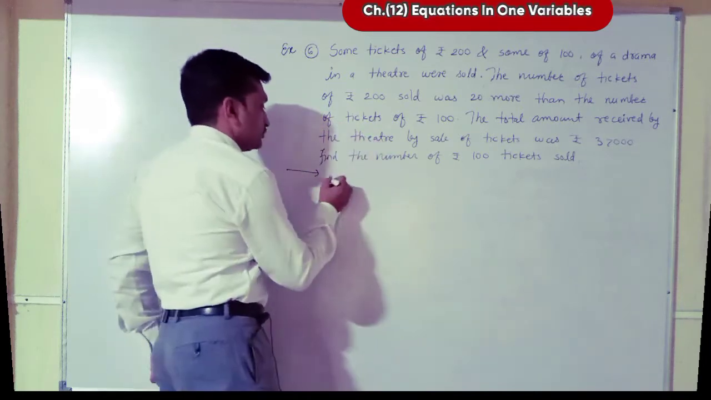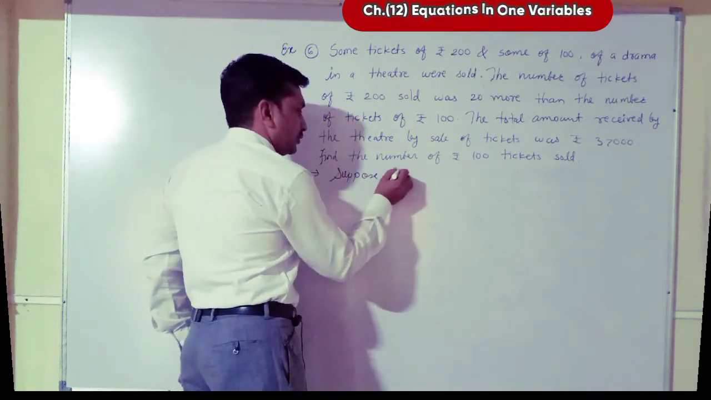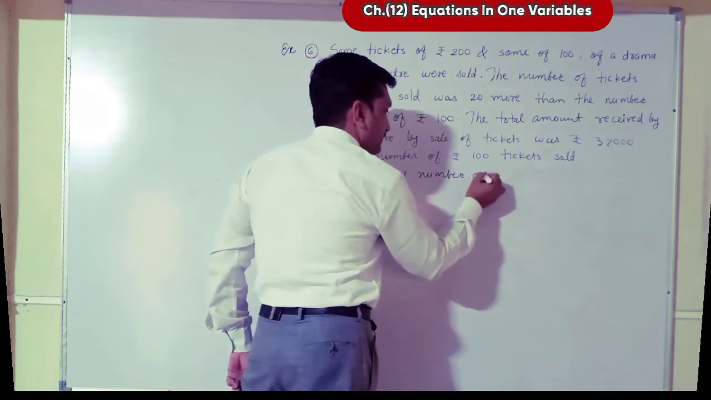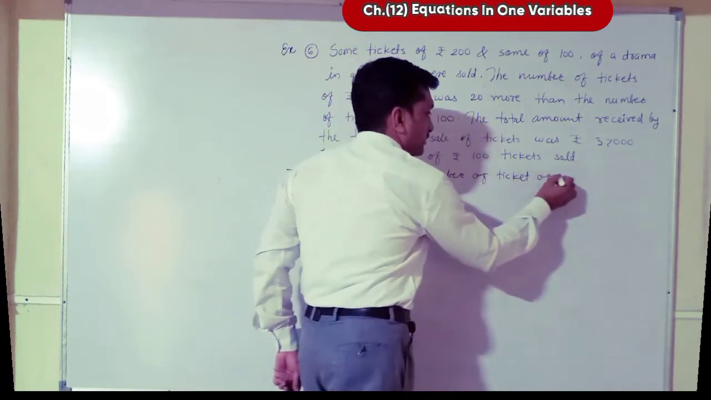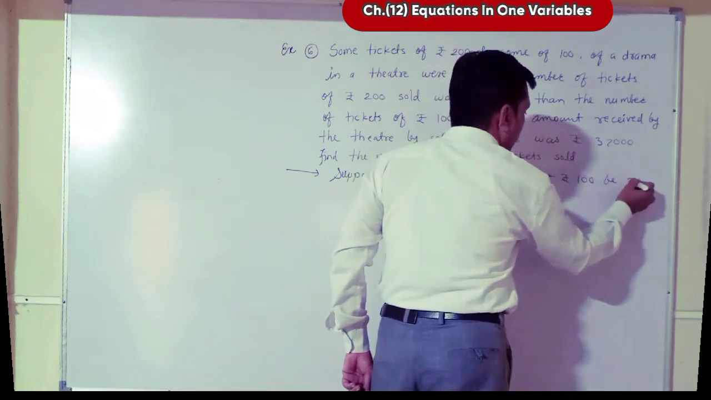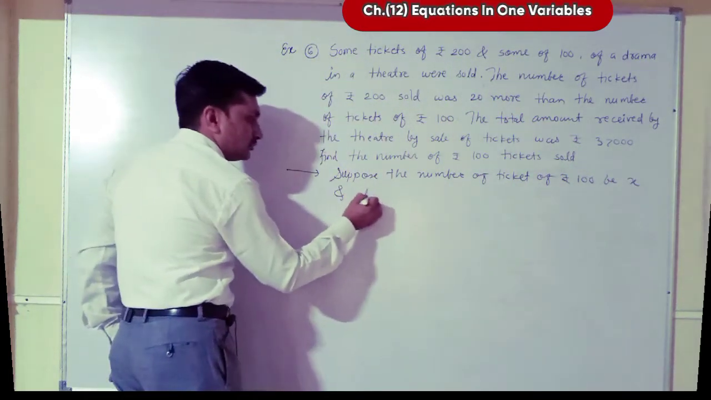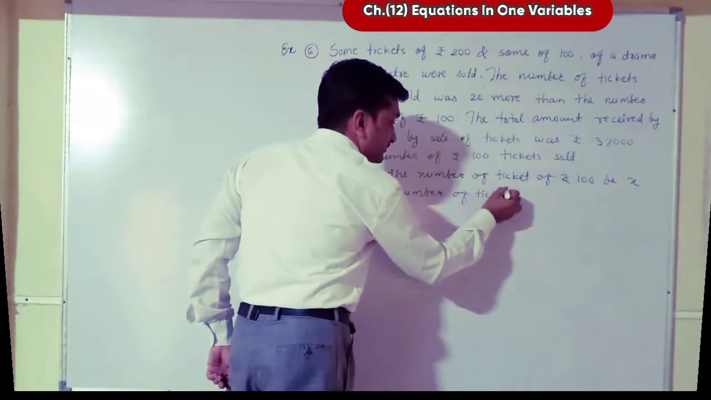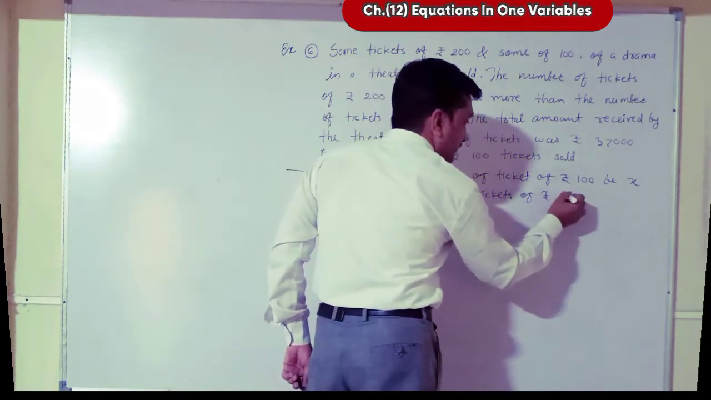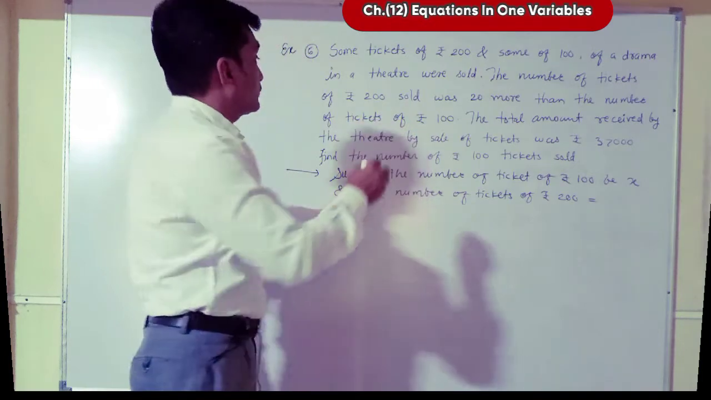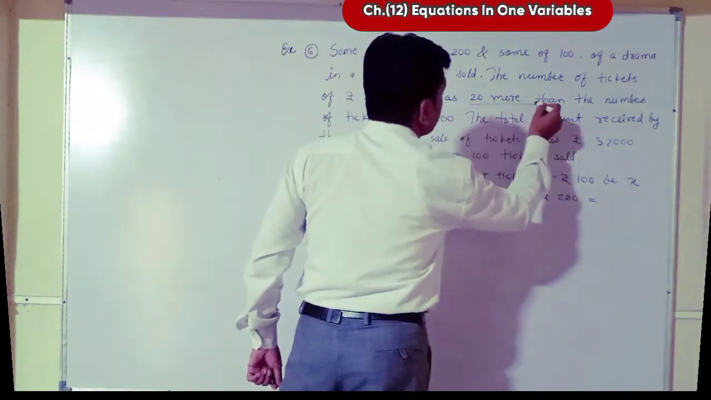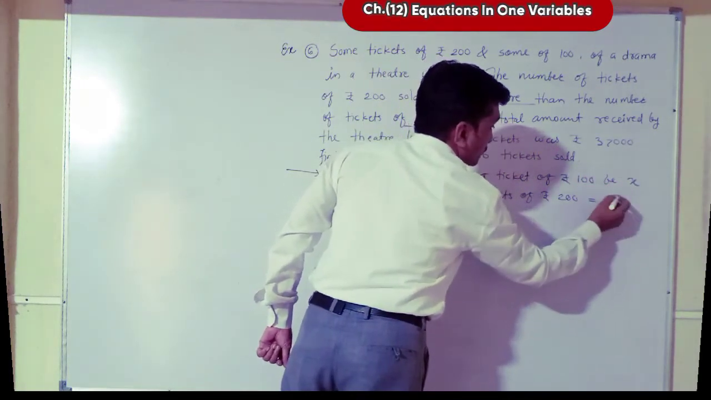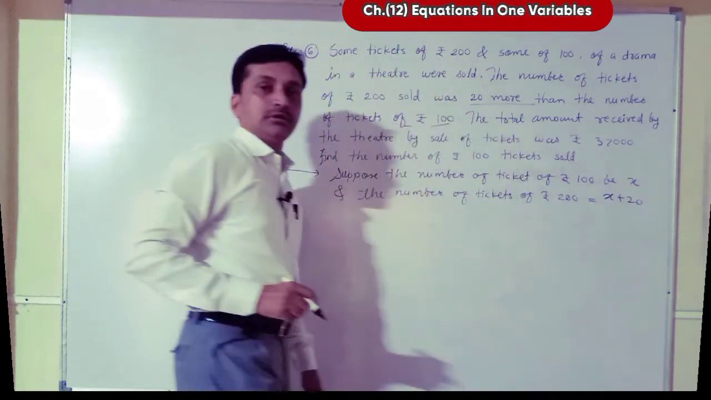Consider x for that. Suppose the number of tickets of rupees 100 be x, and the number of tickets of rupees 200 is, by the given condition, 20 more than the rupees 100 tickets, means x plus 20. These are the numbers of tickets.